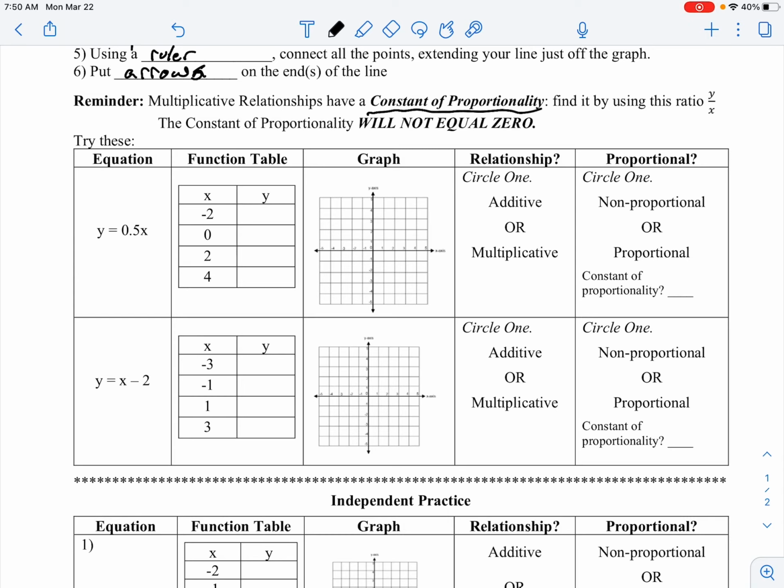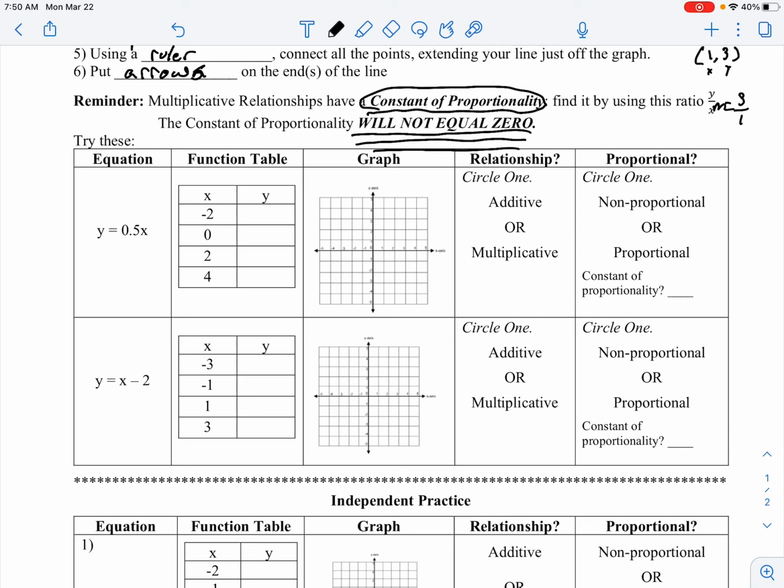So remember, multiplicative relationships have constants of proportionality, and we find that constant by using the ratio y divided by x. So back to that point that we did above, 1 comma 3, the constant of proportionality would be, well, this is our y value, this is our x value, so 3 over 1 would be our constant of proportionality, which we call m. The constant of proportionality will not equal 0. So if you get 0 for your constant, then you know something bad happened.